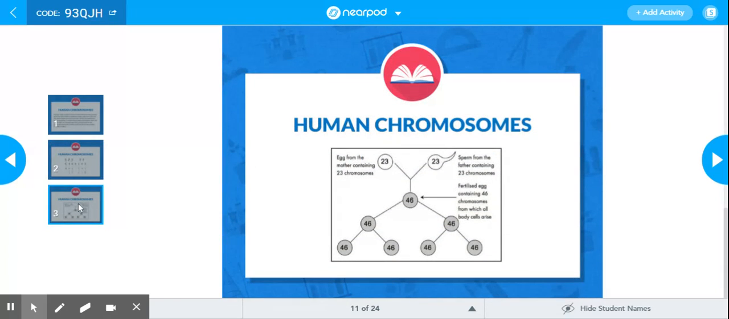All right. So let's get down to it. So we can see that eggs from the mother contain 23 chromosomes, like we were saying, and then on the other side 23 chromosomes coming from your father, the sperm cell. So the mother has the egg, and the dad has a sperm cell. When they reproduce, and that egg gets fertilized by the sperm cell, now there is 23 plus 23 equals 46. So those are 46 total chromosomes in that cell.